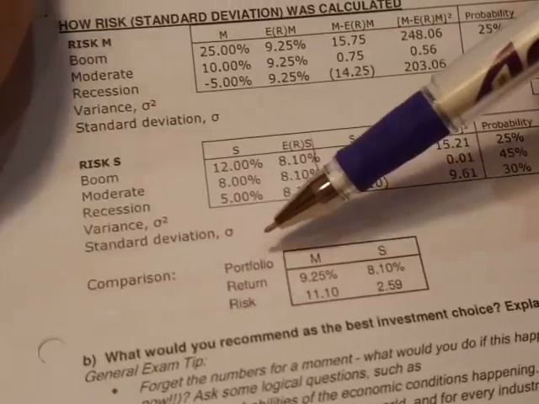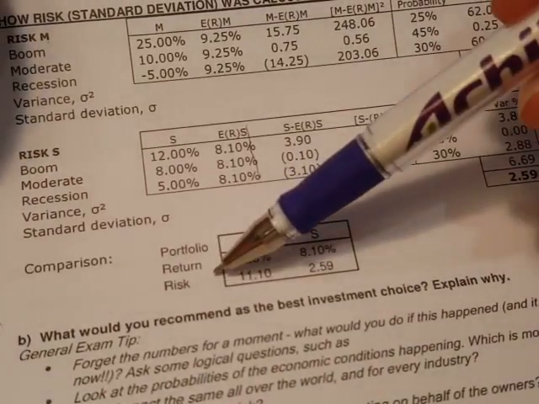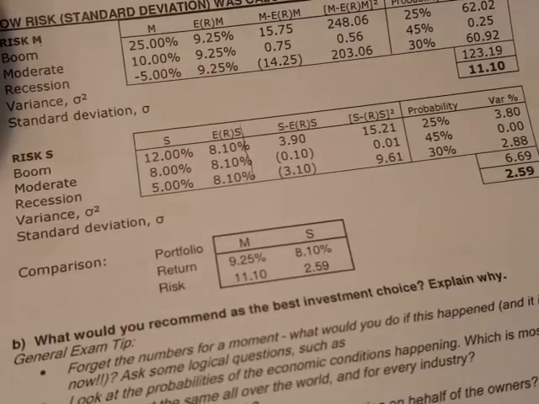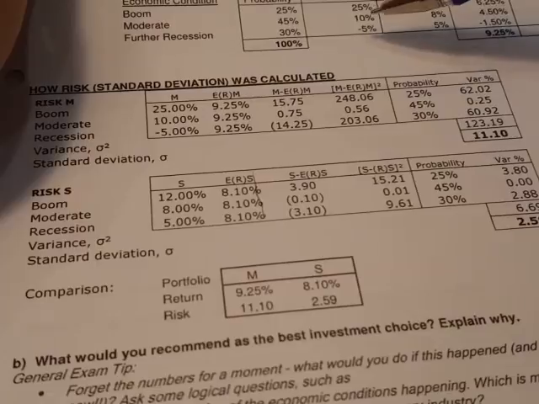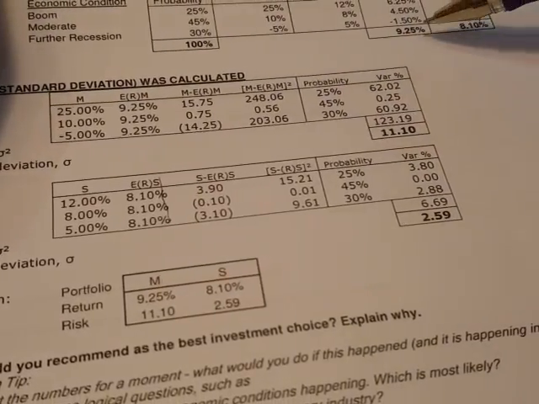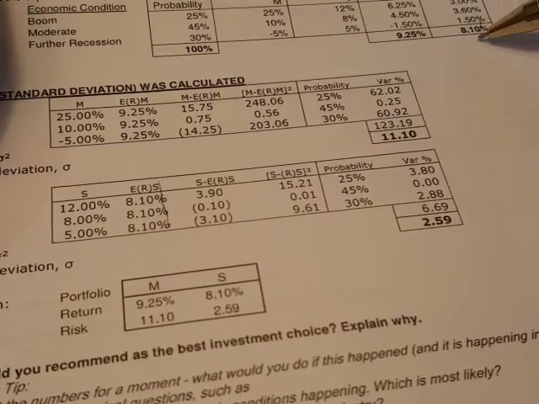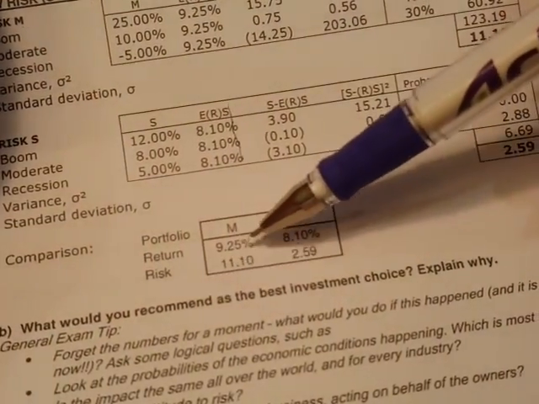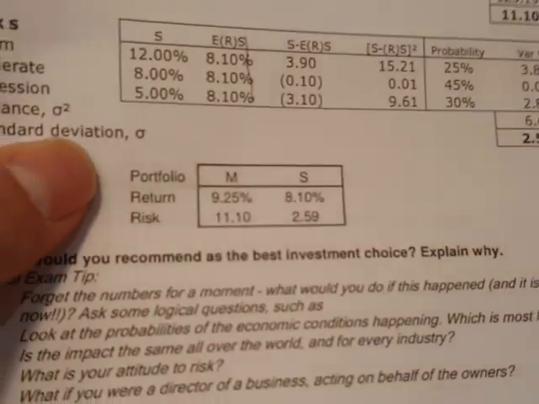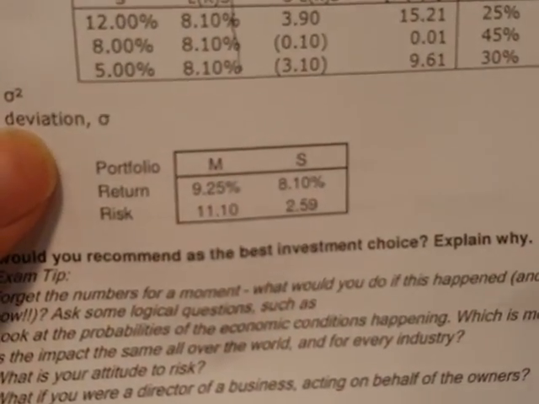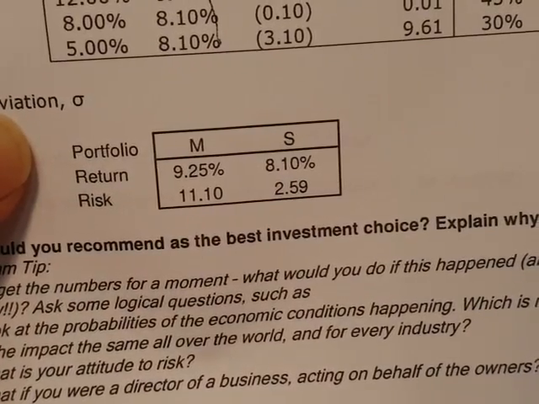So the summary, standard deviation is your risk, 11.1 and 2.59. The average return for M and S, 9.25 and 8.1. This is where we analyze. You can also calculate coefficient of variation to analyze this figure.